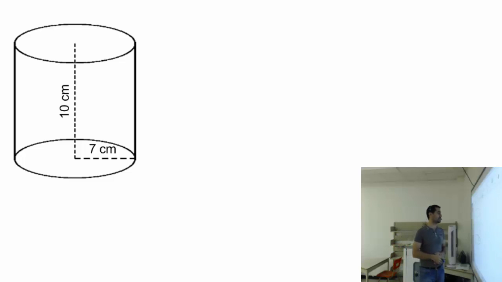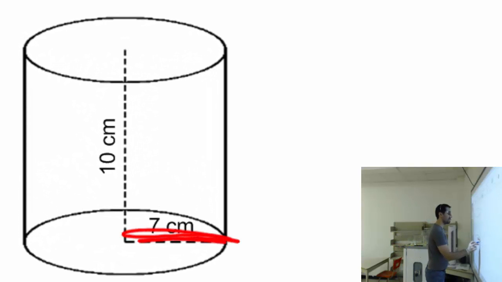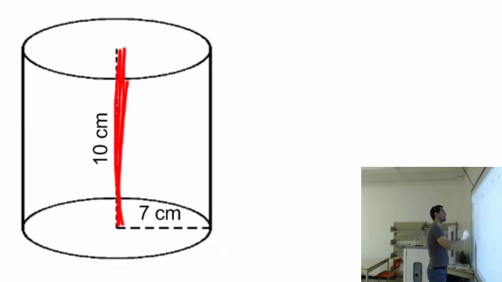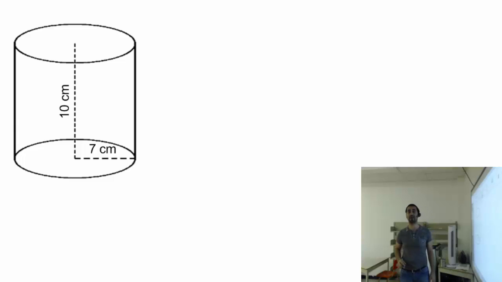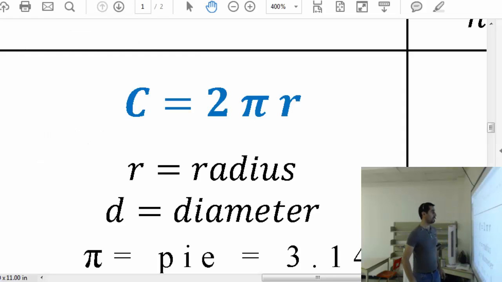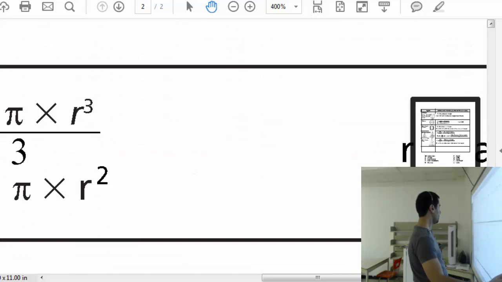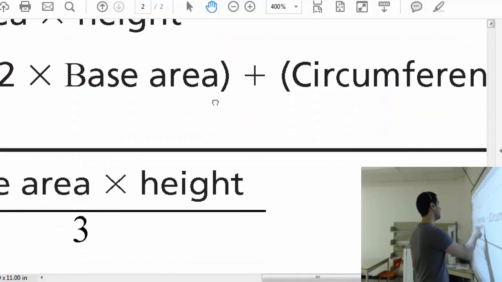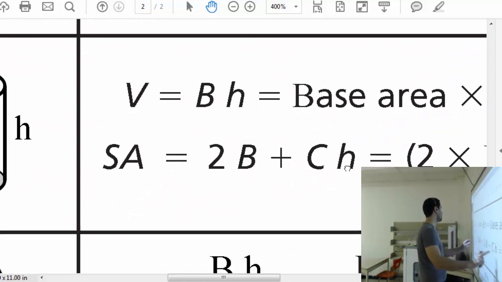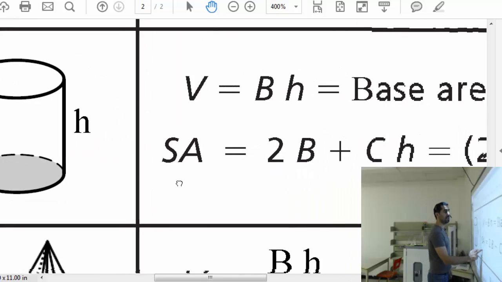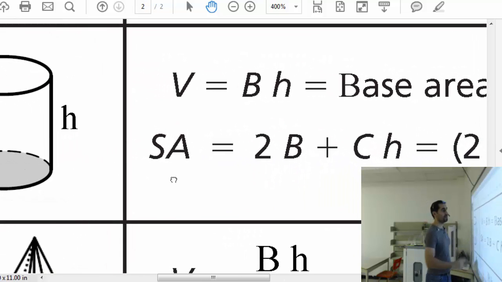Here is a question. This is 7 centimeter, which is the radius, and this is 10 centimeter, which is the height. What is the volume and surface area of this cylinder? First, we need the formulas. Let's go here and look at the cylinder. Yeah, this is the cylinder, and the volume formula is BH, which is familiar to me.